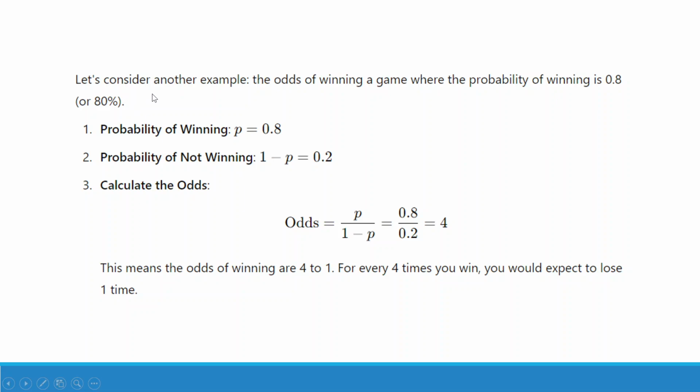Let's consider one example. The odds of winning a game where the probability of winning is 0.8. So the probability of winning is 0.8. Probability of not winning is 0.2. So calculate the odds. What's the formula? P divided by 1 minus P. Success. Probability of success divided by probability of failure, 0.8 upon 0.2, which is 4. This means that the odds of winning are 4 to 1. For every 4 times you win, you would expect to lose 1 time.